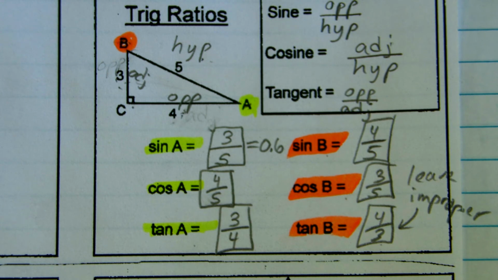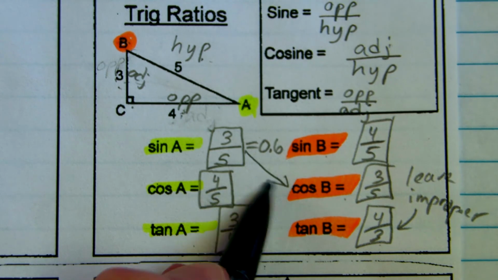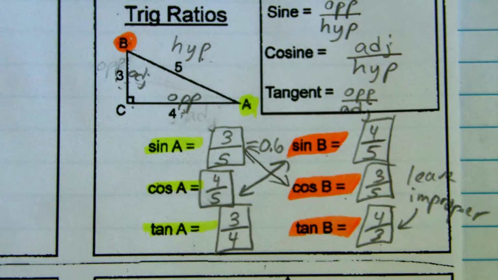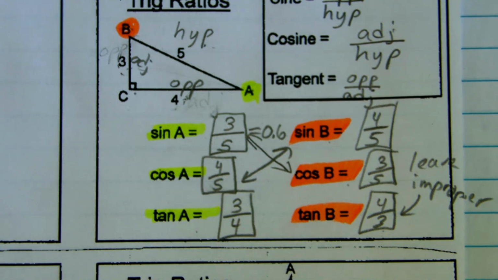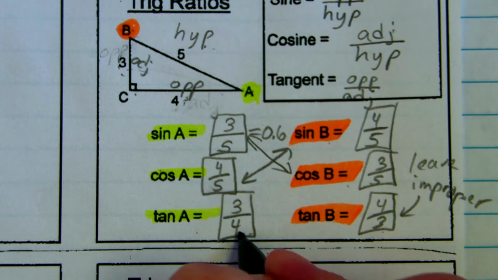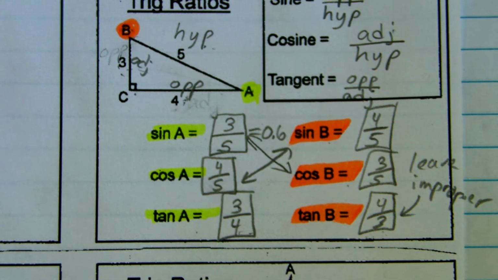So there's a few patterns you can observe here. If you look, sine A and cosine B are the same, and cosine A and sine B are the same, and that's because we have all the same sides. We're just looking from a different angle. You'll also notice that tangent A and tangent B are reciprocals. They are reciprocals of each other. If you flip over 3/4, you get 4/3.